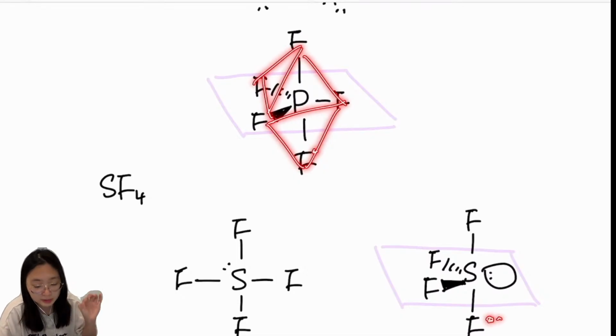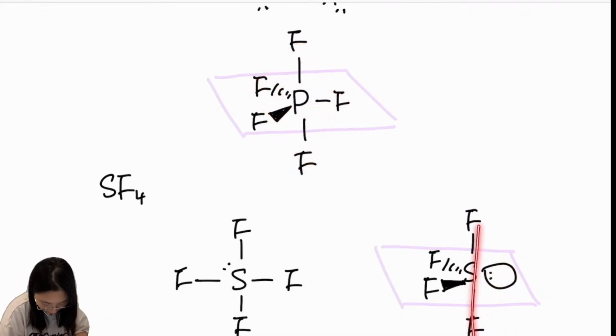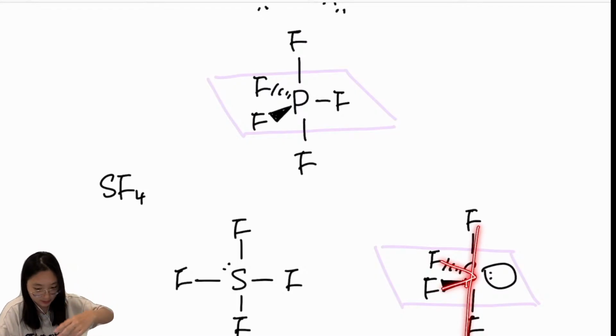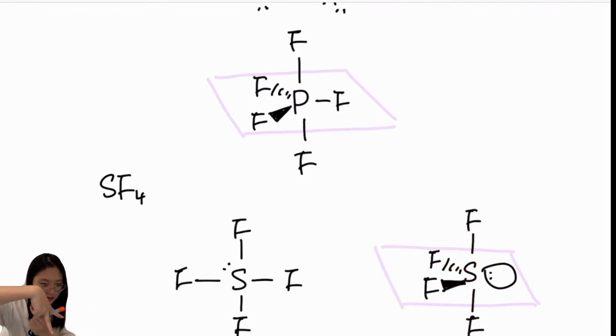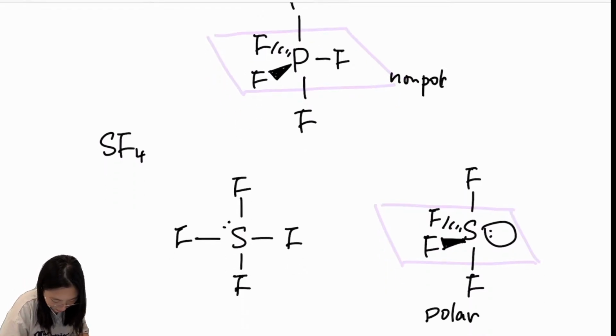But when it comes to molecular geometry, I'm not going to take into account the lone pair. So it's going to be a seesaw structure. This is vertical, and these two are on the horizontal plane, so they are like this. This is a seesaw structure. And of course, this is polar. This is non-polar.